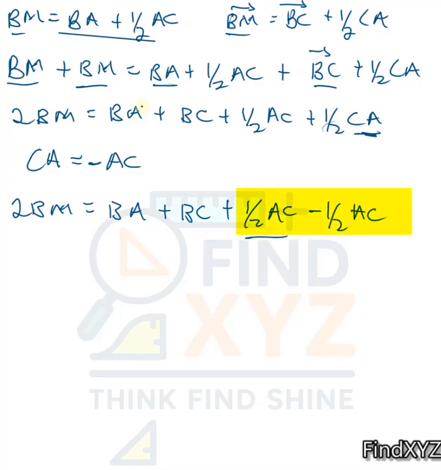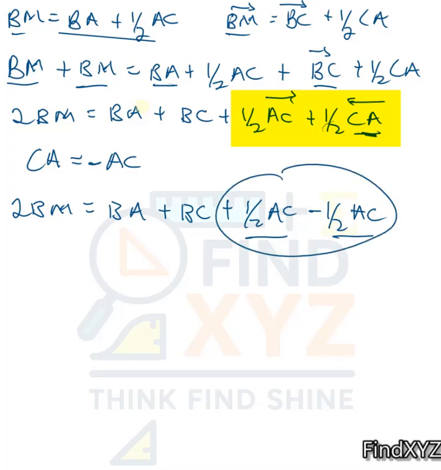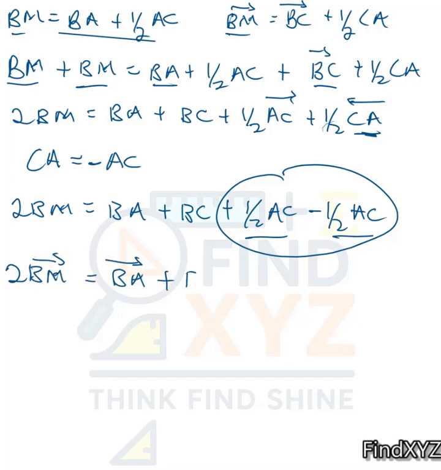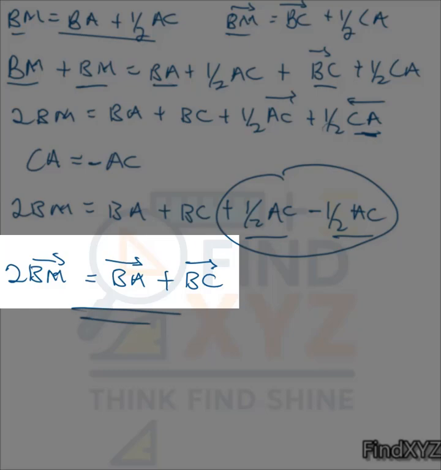So this is positive, this is negative. You can clearly see that A to C is moving in this direction and C to A is also moving in this direction. Is that okay? So it will cancel each other. So this vector will go to what? 0. So we are left with twice of vector BM is equal to BA plus vector BC. There's also another way of solving this.